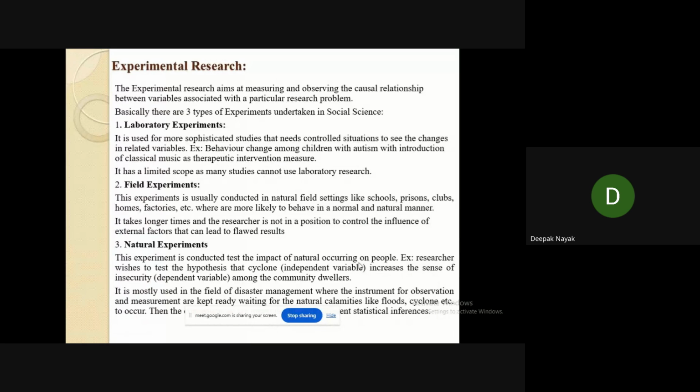Field experiment is done mostly for social science research. It is conducted in natural field settings, like communities, families, schools, prisons, clubs, factories, where you can conduct the experiment. As I was discussing earlier, you have to find homogeneous groups, and you can divide them into control group and intervention group or experimental group.